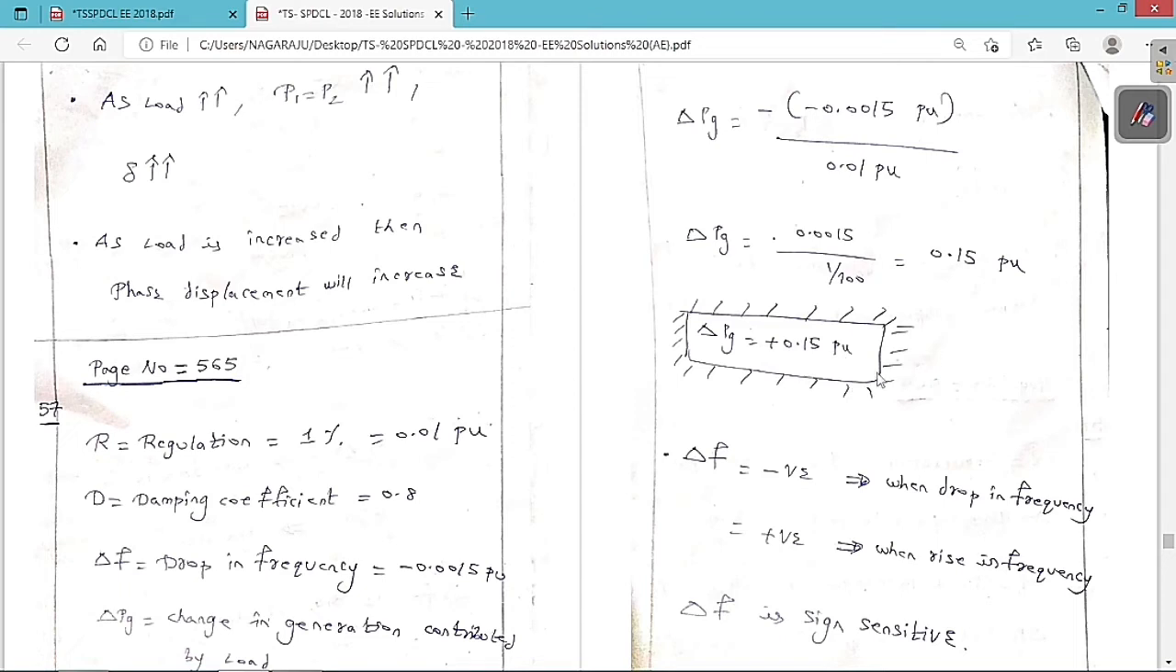This is the point you always have to understand: delta Pg is equal to minus delta F by R. Delta F is the change in frequency, and it is always sign sensitive. You have to use positive for a rise in frequency and negative for a drop in frequency. This is a very important point to remember: delta F is negative whenever there is a drop in frequency, and positive whenever there is a rise in frequency.